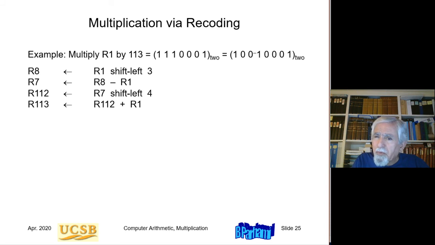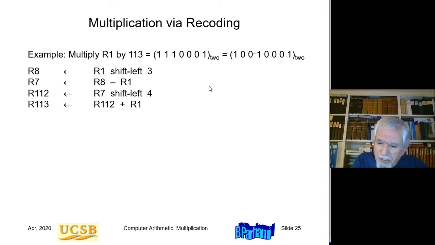Okay, so here is the Booth recoded representation of 113. Those three ones in a row gave us the idea to reduce the number of operations. So I replaced 111 by 100 negative 1. I apply the same thing. This one is just initialization. Then shift, subtract. So that's why you see shift left 3 and then subtract. And then shift, add. So four shifts followed by add.